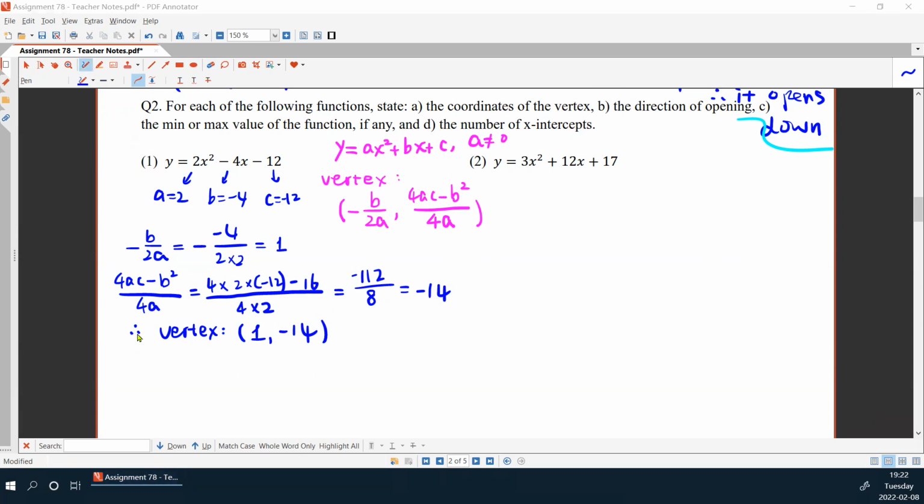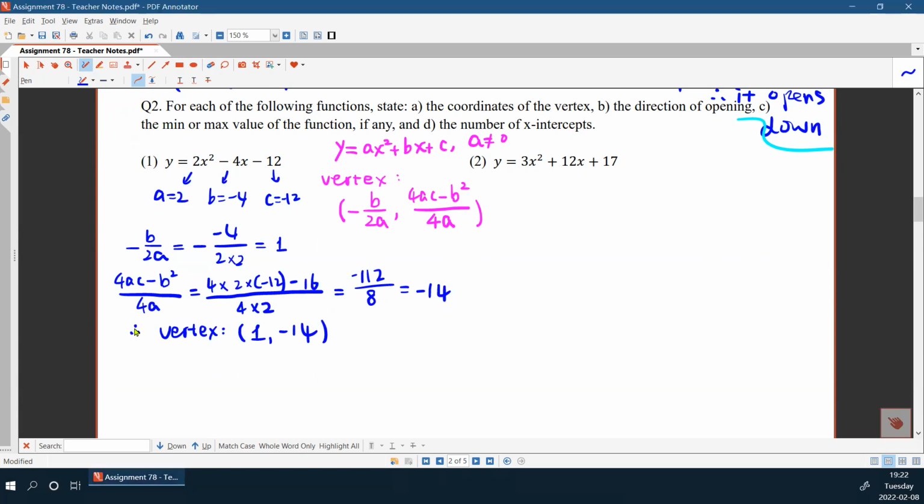Then the direction of opening. That depends on the value of the leading coefficient A, right? And because A is 2, which is greater than 0, therefore it opens up. That's the direction of opening. Okay, C. Because it opens up, it will have a shape like this, right? And there is a minimum point on the curve. Therefore, the minimum value is the y coordinate of the vertex. So the minimum value is -14.